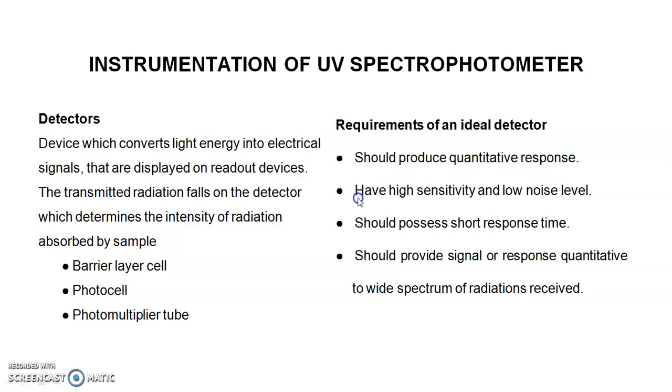And any detector should have high sensitivity and low noise level. The noise level is crucial. The lower the noise level, the higher the sensitivity. So basically, any instrument is operating on a 1:3 ratio. If the noise level is 1, the sensitivity is ideally set to 3, so that we can mask the noise level.